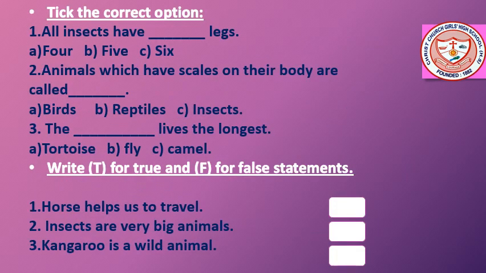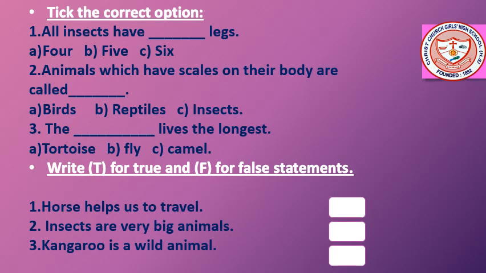Now, tick the correct option. Children, here you'll get three options. And from that, you have to choose the correct one and tick it. Okay? So, question number one. All insects have dash legs. Options are A, 4, B, 5, C, 6.